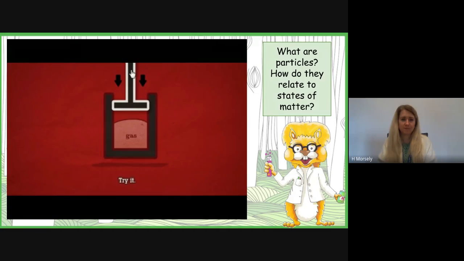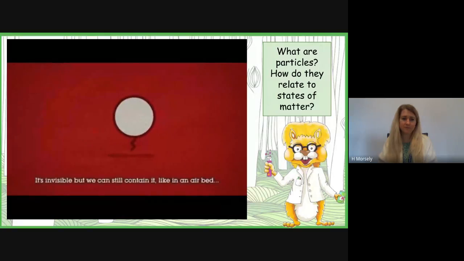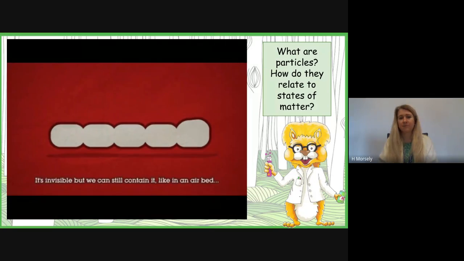Solids and liquids can't be compressed. But what about gas? Try it. Because the particles are so far apart, it's possible to squash them together to compress the gas. Oxygen, nitrogen, and helium are all gases. Air is made up of many kinds of gas. It's invisible, but we can still contain it, like in an airbed. And because you can compress gas, your airbed gets that delicious, comfy, springy feeling. Except if the gas escapes. Time for a refresher.